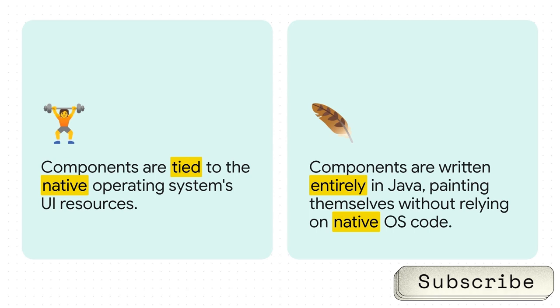They were tied directly to the operating system. They had to ask Windows or Mac how to look and feel. But Swing components, they're lightweight. They're written entirely in Java. They don't ask for permission. They paint themselves. This was a huge deal for flexibility and making sure your app looked the same everywhere.